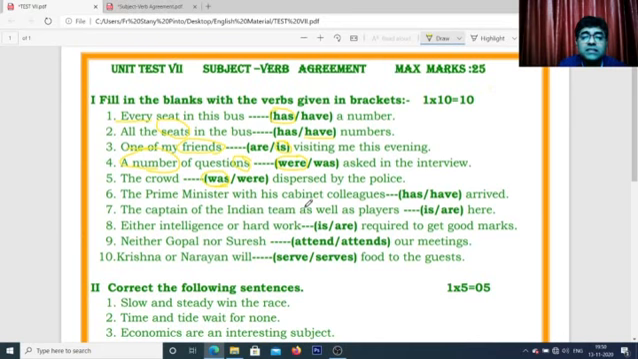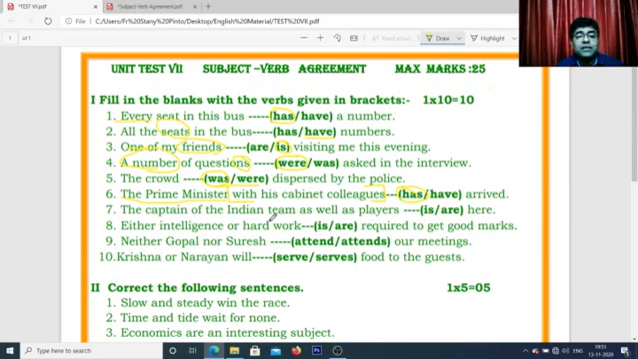The Prime Minister with his cabinet colleagues dash arrived. Now remember, parenthetical in nature. Okay, what is that? We are giving importance in this sentence. Though cabinet colleagues also arrived, but we are speaking only about the Prime Minister, and the rest is connected by with the, and it is parenthetical, means in the bracket, as if it is not there. Hence the answer is the Prime Minister has arrived. The captain of the Indian team as well as players dash here.